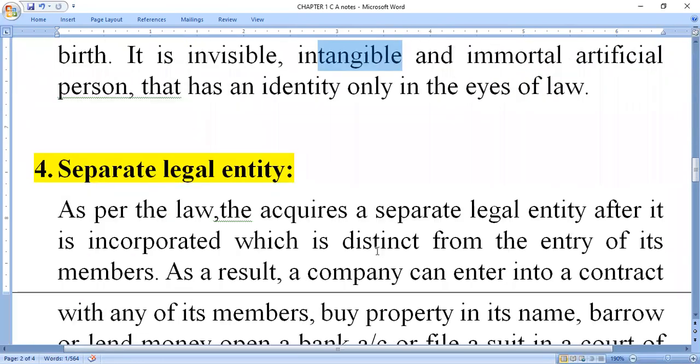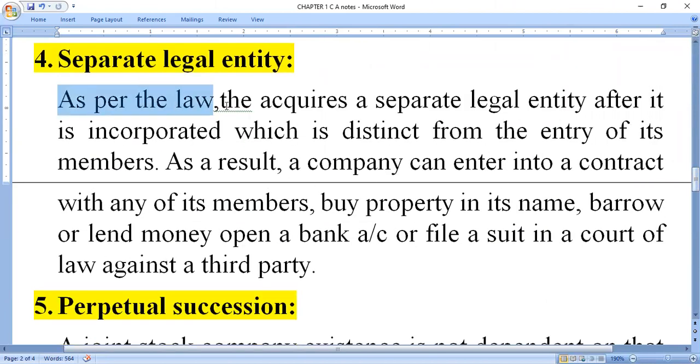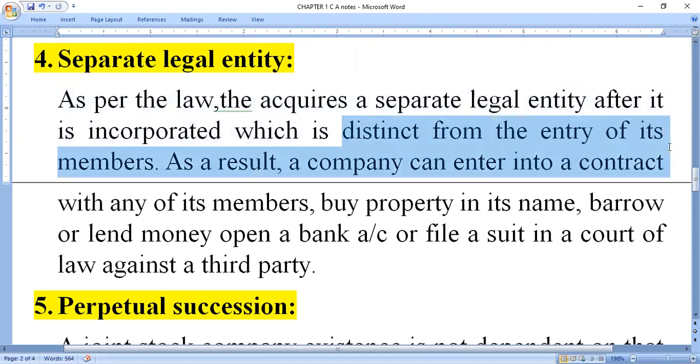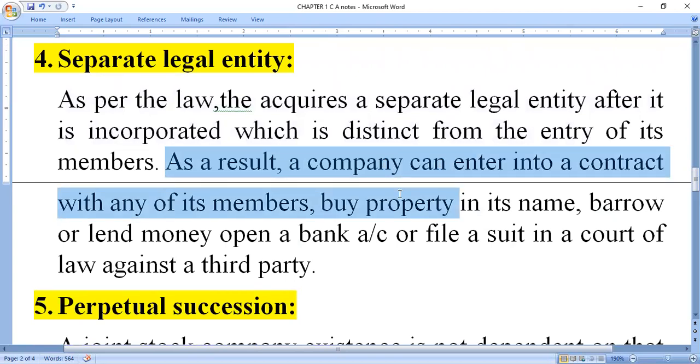After that, the next characteristic feature is separate legal entity. According to the Companies Act, the company acquires a separate legal entity after it is incorporated, which is distinct from the entity of its members. The company is separate and the members of the company are separate. Each and every activity runs in the name of the company. Therefore, each and every profit and each and every loss is shared in the name of the joint stock company.